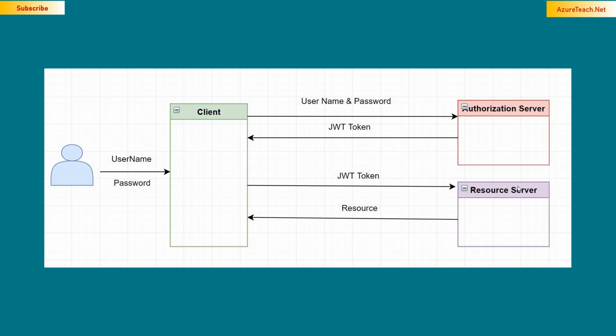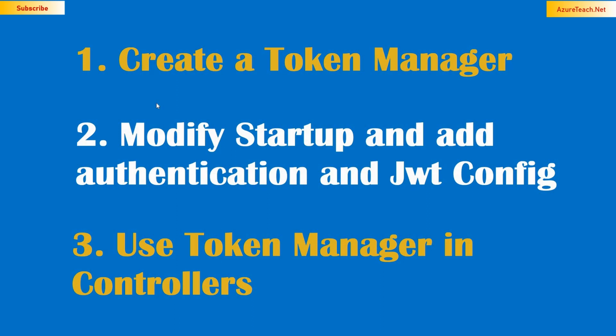We are going to implement this using ASP.NET Core. It can be done in 3 simple steps. First, we have to create a token manager class to generate the token. After that, we have to modify the Startup.cs class to add authentication and JWT related code. And after that, we have to modify the controllers accordingly to use the token generated by the token manager.